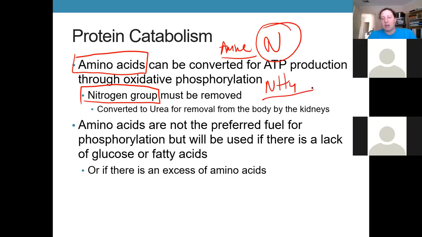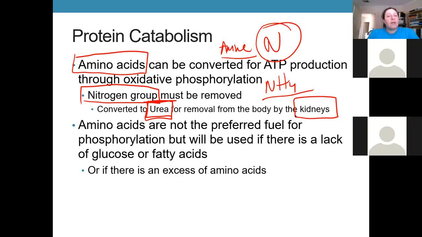Ammonium is a waste product, and if it builds up, it can become toxic. So we convert the ammonium into a molecule called urea, and the urea gets filtered out of the blood by the kidneys and removed from the body in urine. And we'll talk a little bit more about that as we hit the urinary system next.